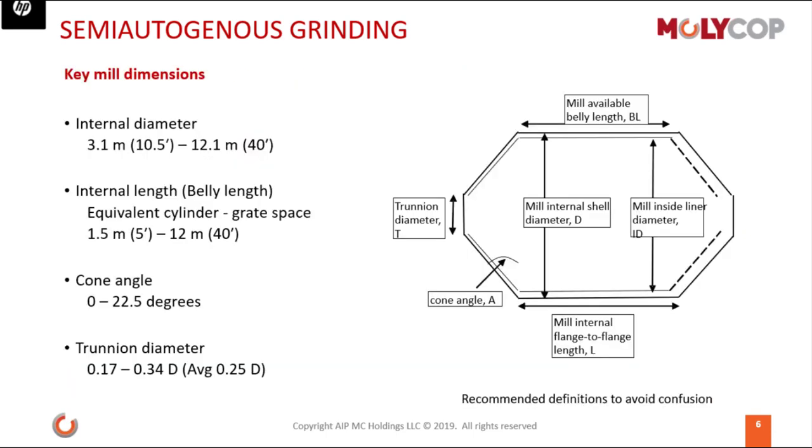When you are doing some analysis of the SAG mill, it's very important to know the real dimensions of the mill, especially the internal diameter. You have to see the internal diameter between the liners. Also, you have to look at the internal length, also between the liners. It's important to know the cone angle and also the trunnion diameter. Those are very important because if you want to perform a simulation, you have to know very, very well the internal dimensions of the SAG mill.